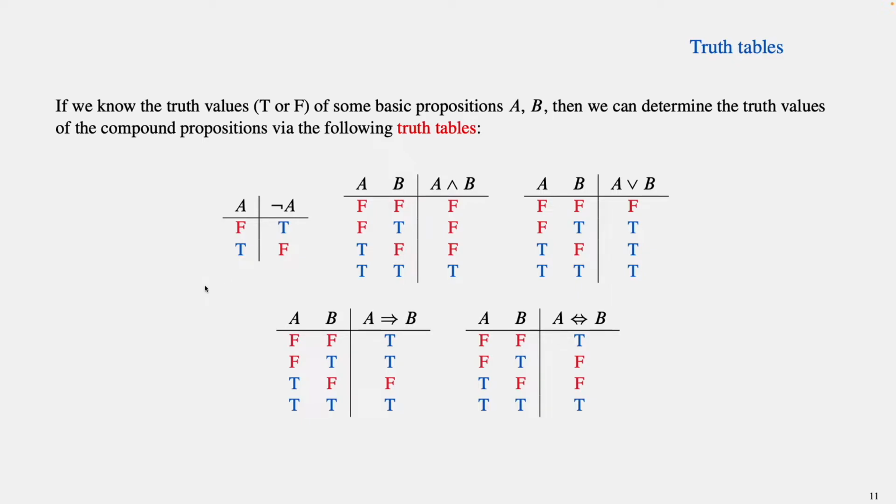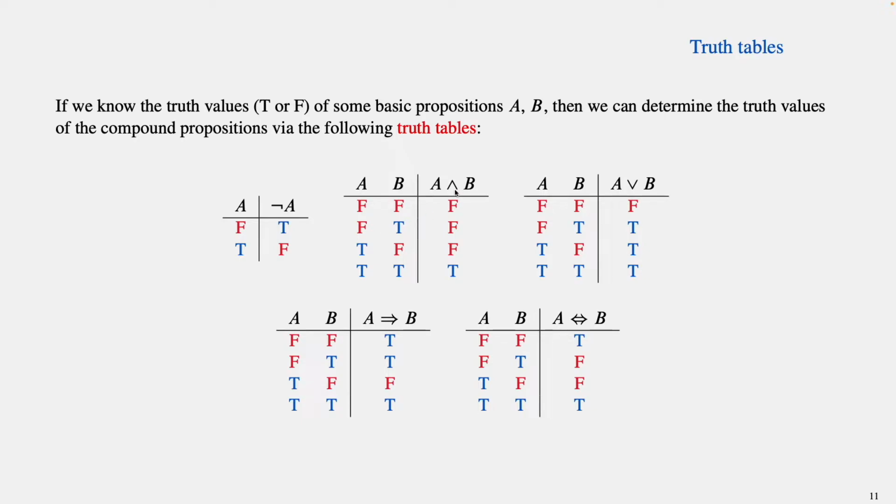Okay, let's look at them one by one. The simplest one is the negation. We have some proposition A, and the negation is really just the opposite value. So we flip the truth value of A if we negate it. So if A is false, then we get true for the negation, and if A is true, then we get false for the negation.